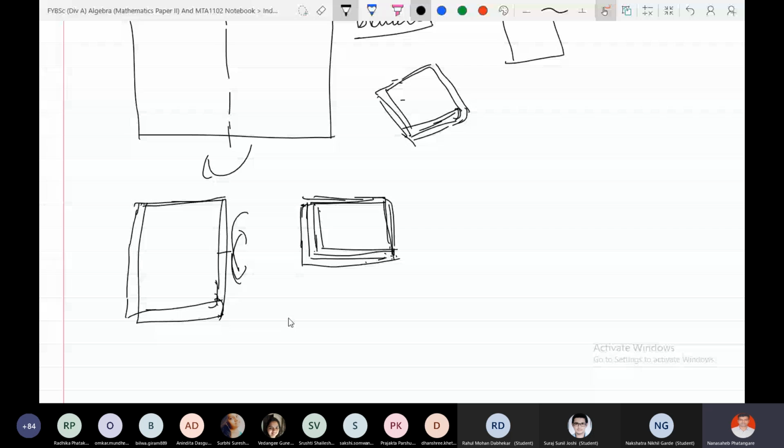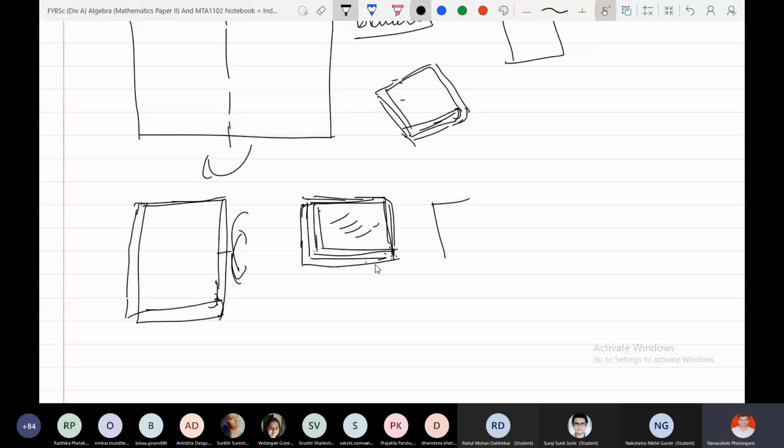But how much space is required to keep this blanket in a rack or cupboard? You need only this much space. But the original blanket was this. And how much space is required now? Only this much space is sufficient, which is very less, right?